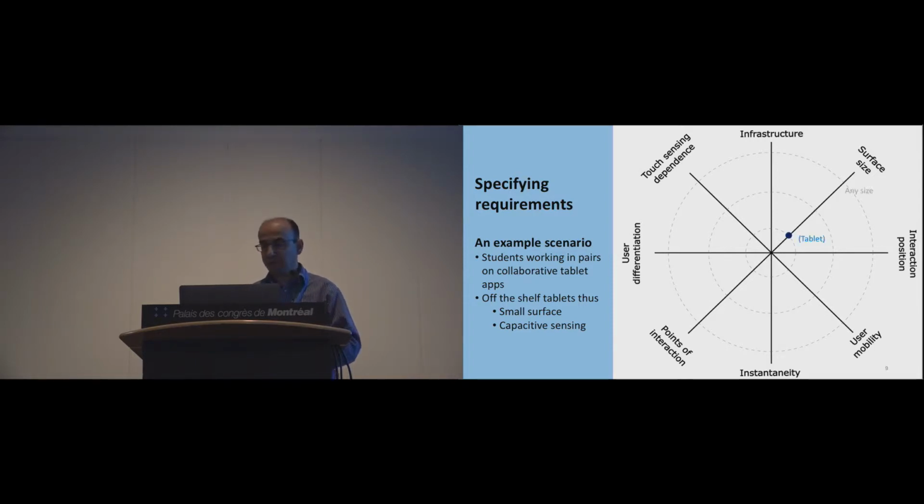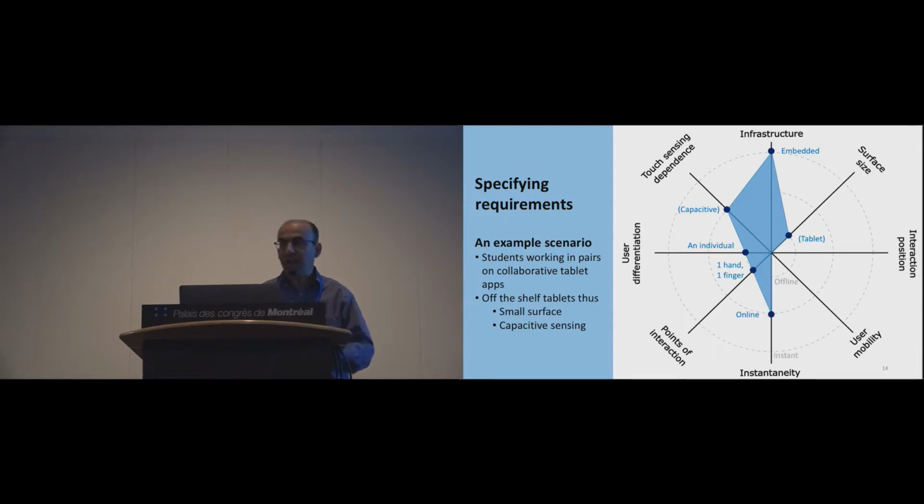If we want to describe this scenario, then we'll say the surface size will be restricted to tablets. We do not need anything larger. Ideally, we do not want to use external hardware, so the technology needs to be embedded. We are working with capacitive, like most commercial tablets. It's enough for us just to differentiate between students, student A and student B. One hand, one finger is enough for us. Any online identification is fine. Students will be seated, so we do not need mobility. And ideally, we want to be able to identify students when they interact anywhere on the surface.